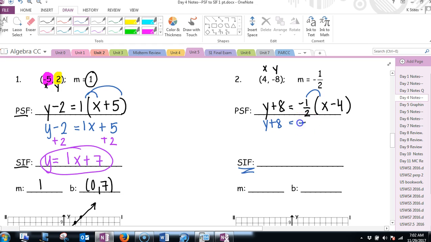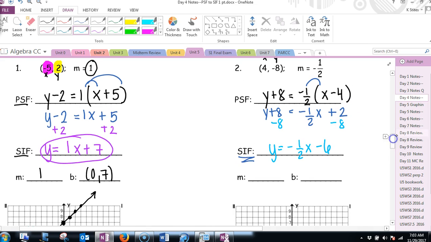Distribute. Negative 1/2 times negative 4. Well, negative times a negative is a positive. This is really the same as saying half of 4, which is 2. And then remember, we are still solving for y. So subtract your 8 over. Negative 1/2 x, 2 minus 8 is negative 6. So here is slope-intercept form.